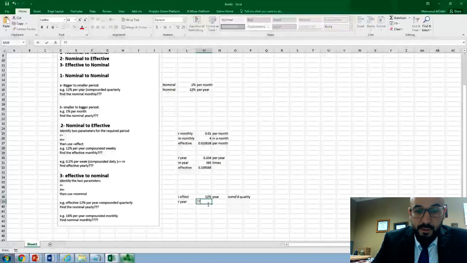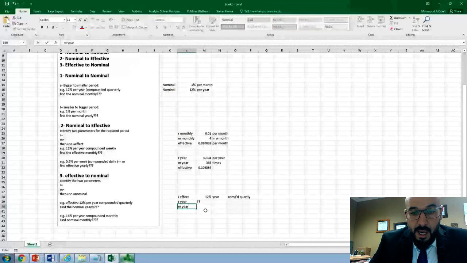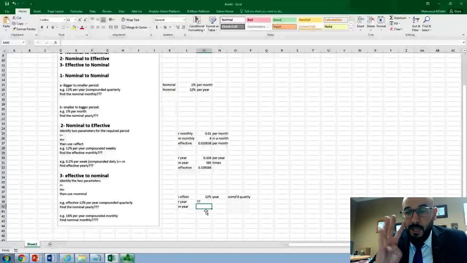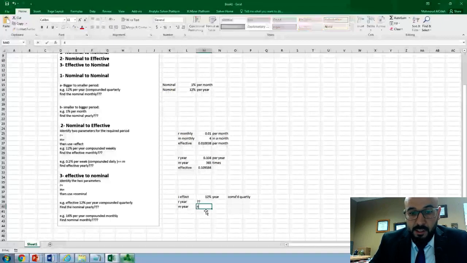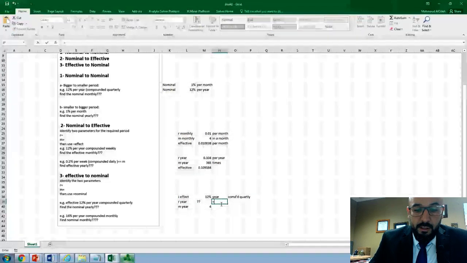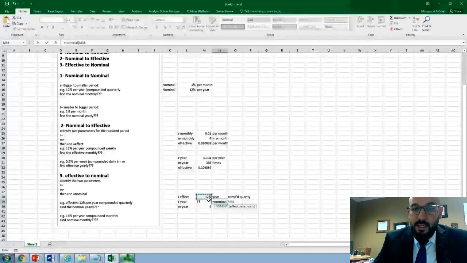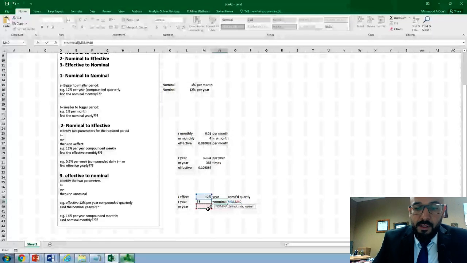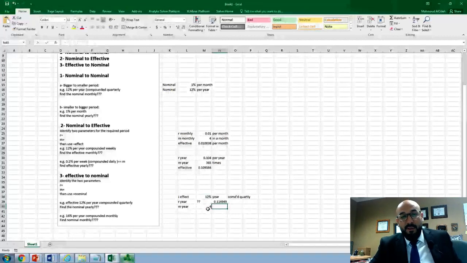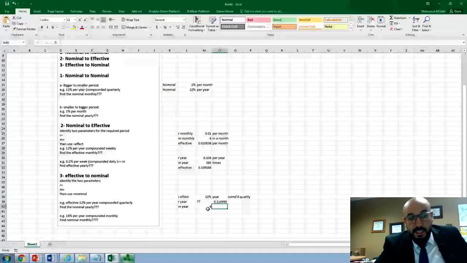This is what we're looking for. M per year. How often is the interest rate charged per year? 4 times, because we have 4 quarters in a year, so M is equal to 4. Now, in order to find the nominal per year, it would be nominal, open parenthesis, effective interest rate is 12%, M period is 4, close the parentheses, and that would give you 11.49%. All right, so this is an easy question.